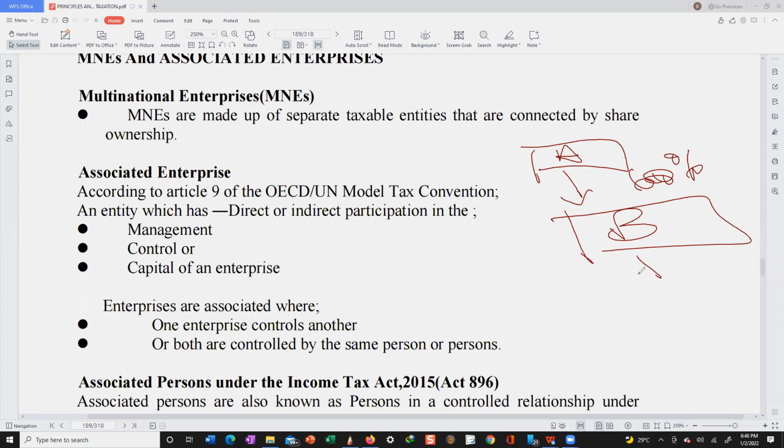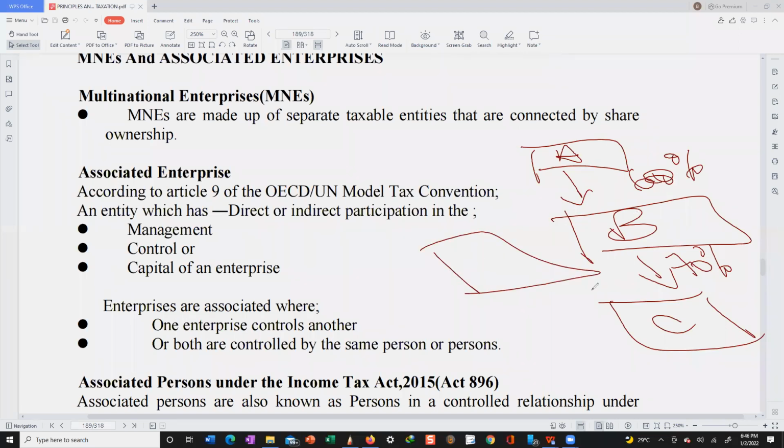enterprise. Now, if entity B also acquires entity C, let's say 70% of entity C, then A, being the parent, also has indirect participation in the control and capital of the enterprise. Now, if there's a key management personnel of, let's say, entity C, who also comes to this company to work, then you could say that there's a direct participation of management in entity A from entity C. So two entities may also have the same parent.